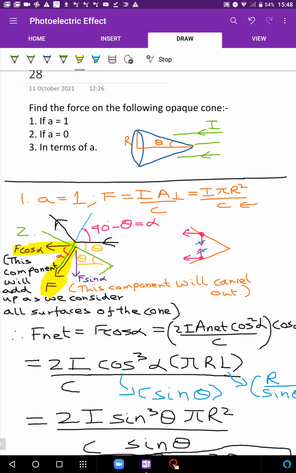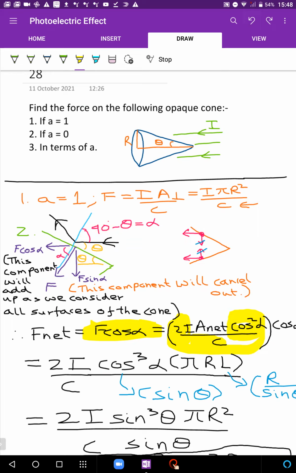Leftward component हो जाएगा F cos alpha. So my net force is basically the summation of F cos alpha over all points on the cone. So technically I have to integrate. The reason I don't really have to perform that integration is because 2I by C cos square alpha, these are all constants. Okay, everywhere the light makes an angle of incidence 90 minus theta with the cone, everywhere on the cone. So these are all constants.